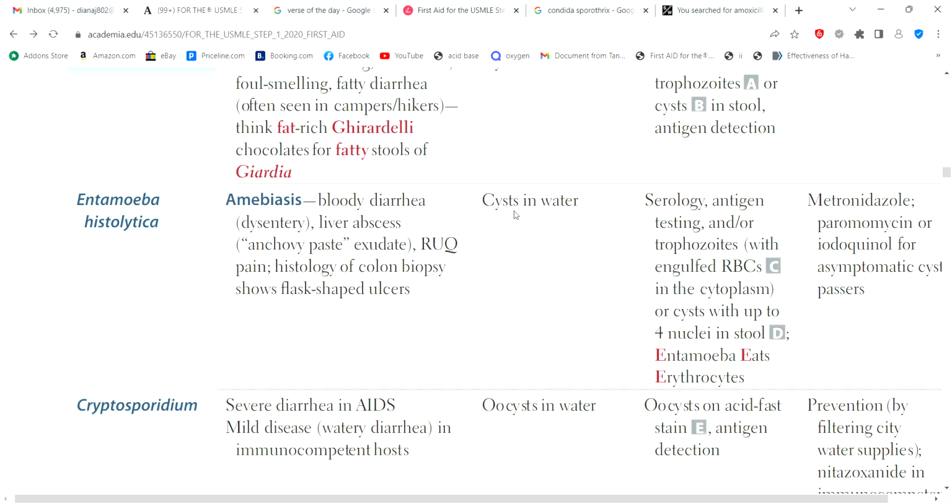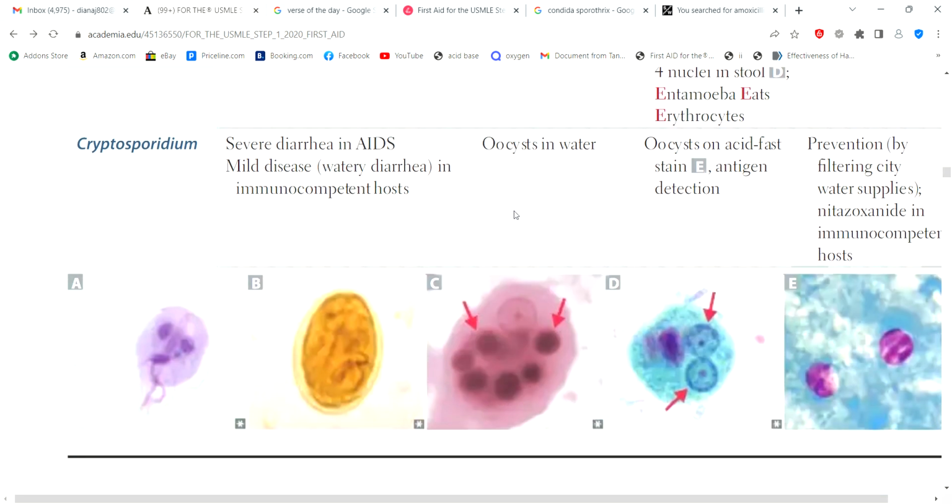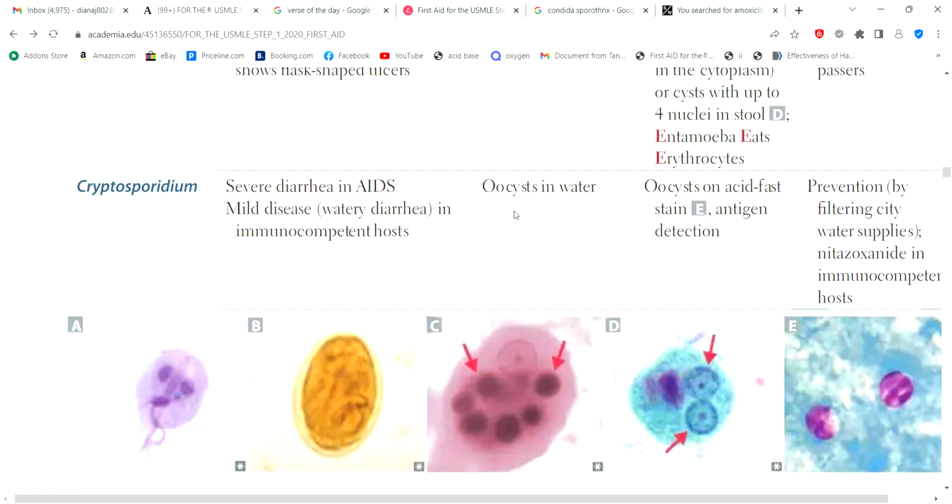Diagnosis is by stool OMP for Entamoeba histolytica. Okay, next. Cryptosporidium. It causes severe diarrhea in AIDS patients, and mild disease in immunocompetent hosts. So, severe diarrhea in AIDS patients, and it causes watery diarrhea in healthy patients.